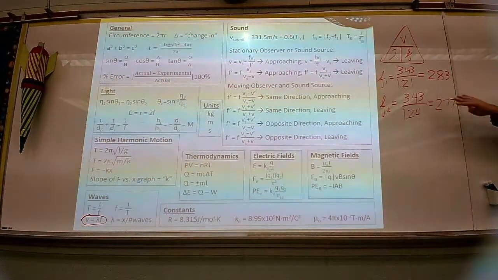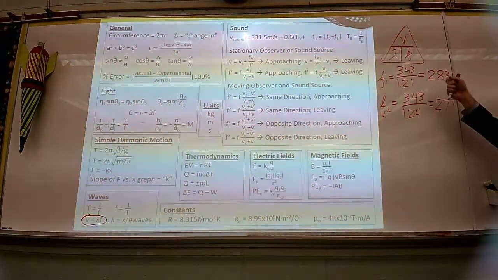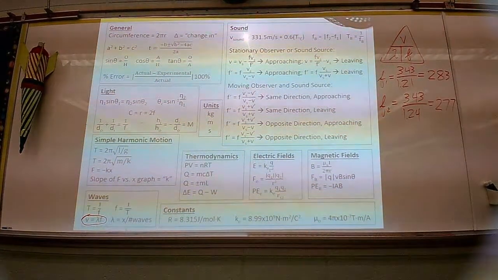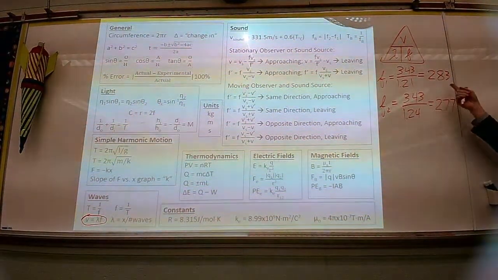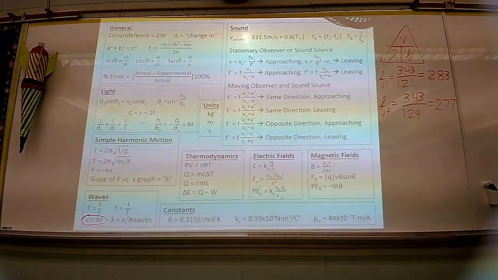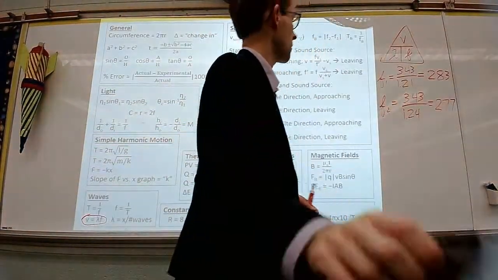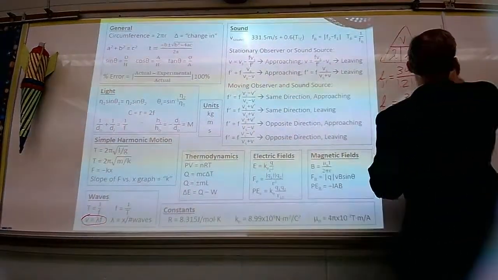From here, it's just a matter of subtracting. Beat frequency is the difference between the two. So 283 minus 277 gets you a beat frequency of 6 hertz. There's a little bit of rounding in there too, because I rounded these to 3 digits. So if you got a beat frequency of 5 or 7 or something, that's acceptable. All right, so that one's number 2. Then number 6, I heard.